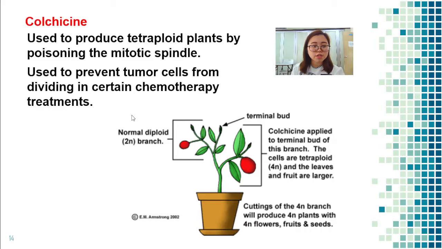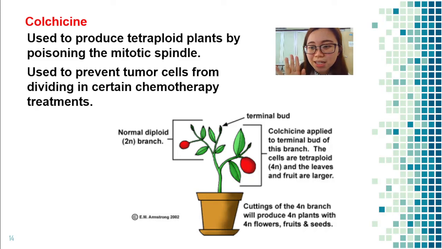Okay, the example of chemical mutagen is colchicine. Colchicine can be used to produce tetraploid plants by poisoning the mitotic spindle. And it can also be used to prevent tumor cells from dividing in certain chemotherapy treatments. So ini adalah contoh chemical mutagen dan kegunaan dia.